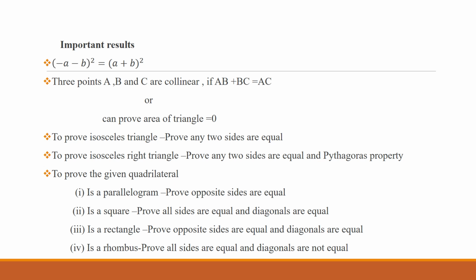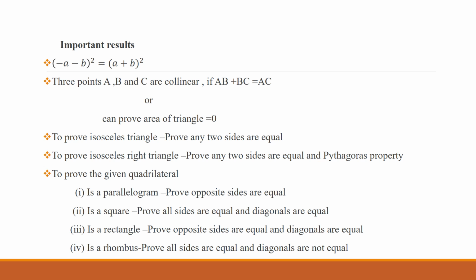Now if we are given 3 points A, B and C, we can say the points are collinear if AB plus BC is equal to AC. That is, the sum of the lengths of the two smaller sides will be equal to the length of the larger side. Once we learn the area of the triangle in this chapter, we can also make use of the formula area of the triangle equal to 0 to prove whether the points are collinear or not.